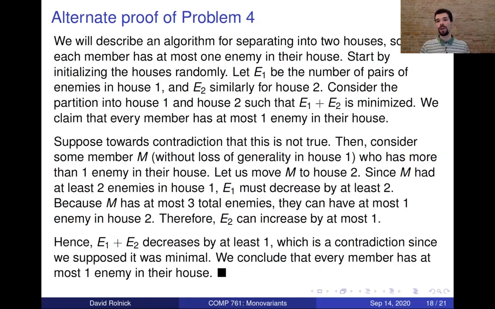So what we did was we said, we're trying to find a particular situation. Suppose that our monovariant is minimized. If we're not at the place we want, then we can move this monovariant even smaller, but we can't move it even smaller because we assumed it's minimized.